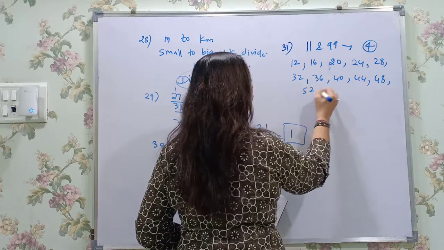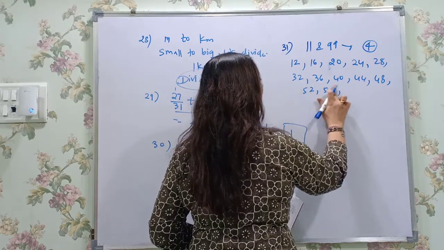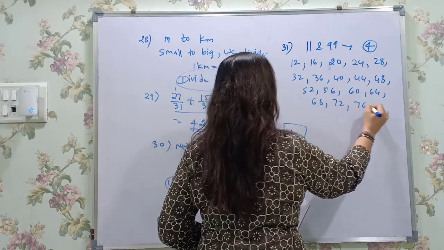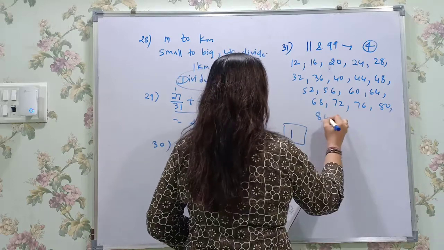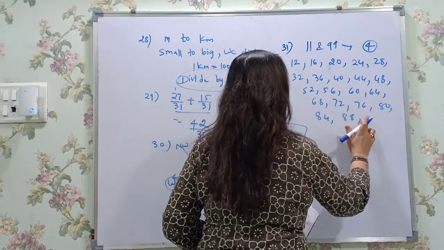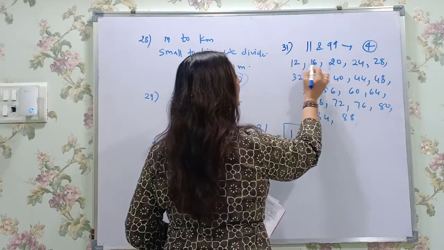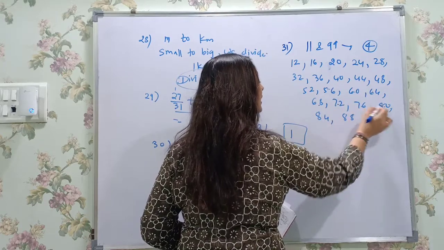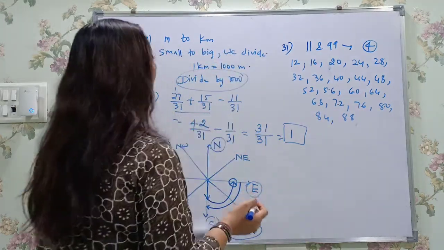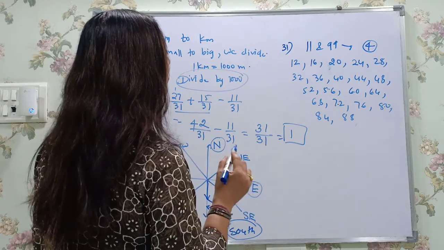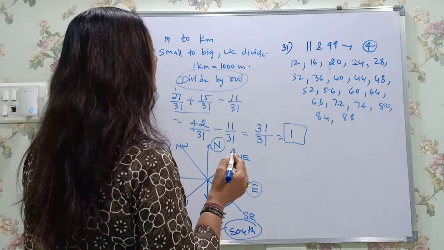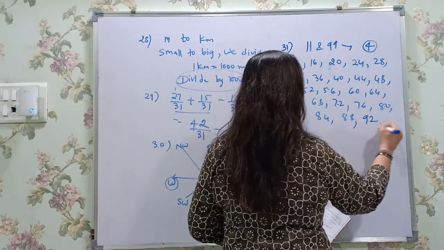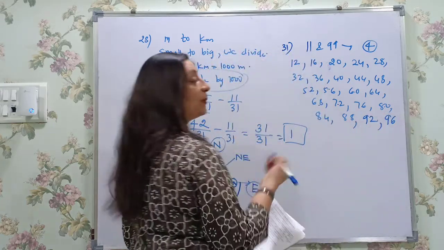48, 52, then 56, 60, 64, 68, 72, 76, 80, 84, 88. Yes, right. That's it. So how many numbers are there? 1, 2, 3, 4, 5, 6, 7, 8, 9, 10, 11, 12, 13, 14, 15, 16, 17, 18, 19, 20. Are they 20 only? 12, 16, 20, 24, 28, 32, 36. Yeah, 88 के बाद भी आएगा 92 because up to 99 we have to do. 92 and 96.